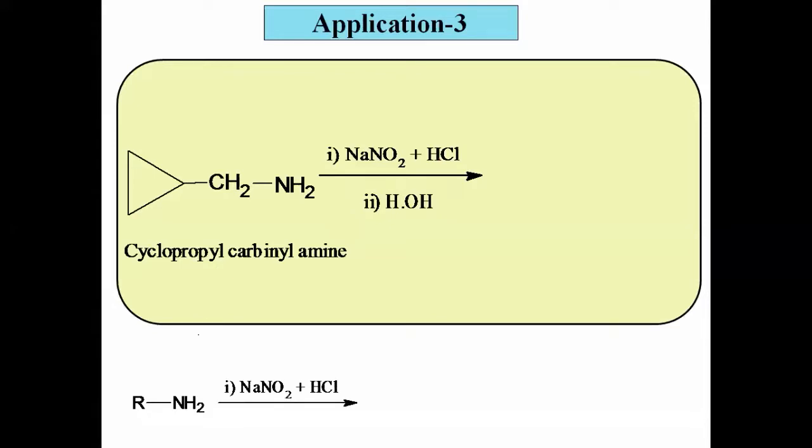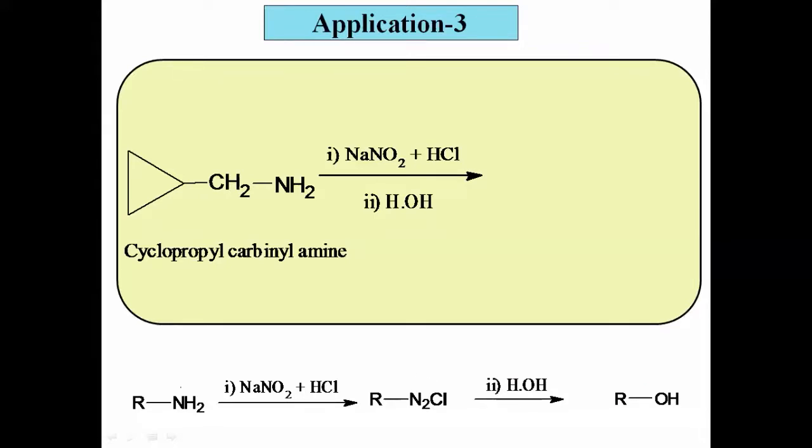I will explain a general example. Here we have NH2. When it is treated with NaNO2 plus HCl, it undergoes diazotization. Diazotization means the NH2 group converts into N2Cl, that is diazonium chloride. Now this diazonium chloride, on hydrolysis, has the N2Cl replaced by an OH group.